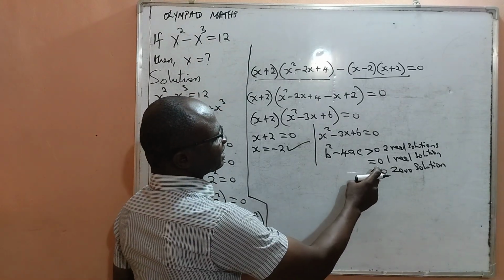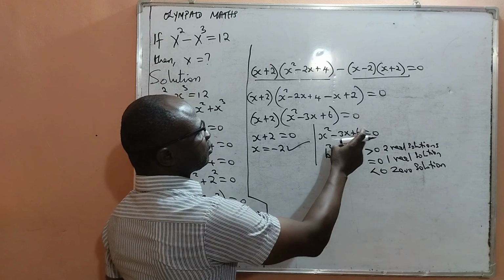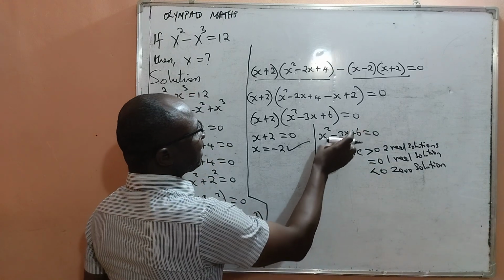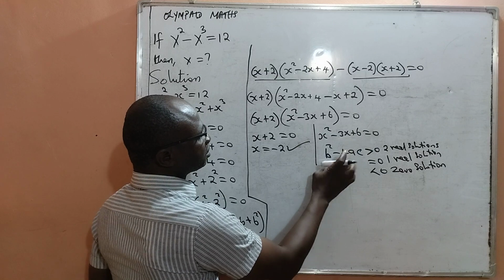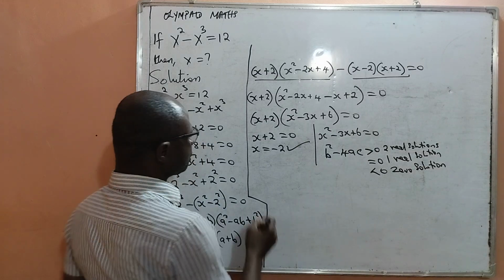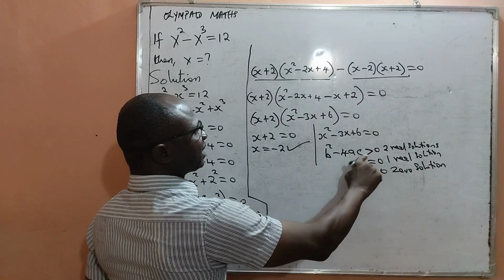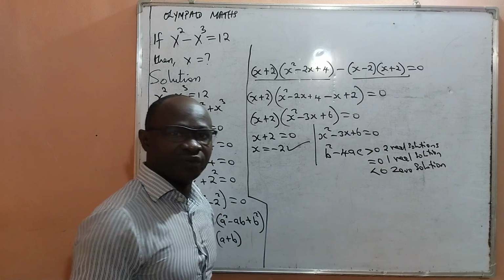And when it is less than 0, it means we are going to reject it. Therefore, we apply this discriminant rule to the quadratic equation to see what it will give us. When we get it greater than 0, we solve it and get the two values of x.